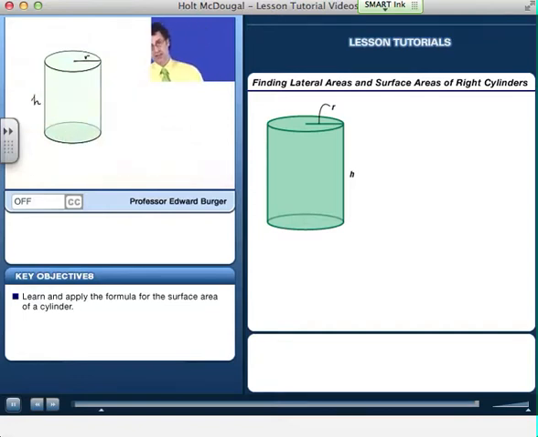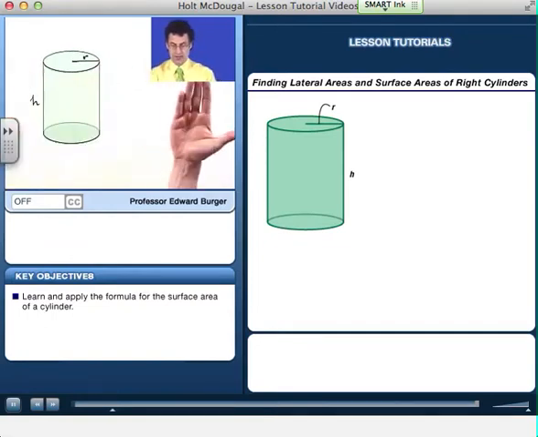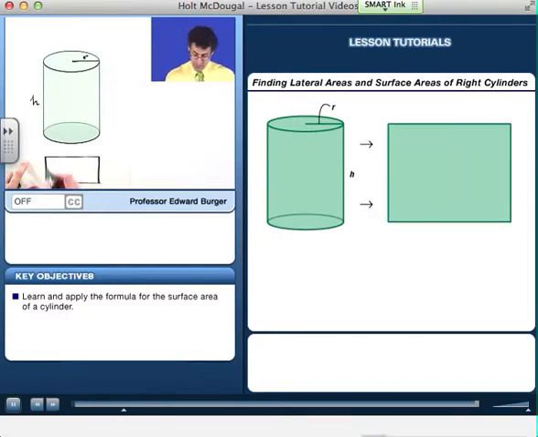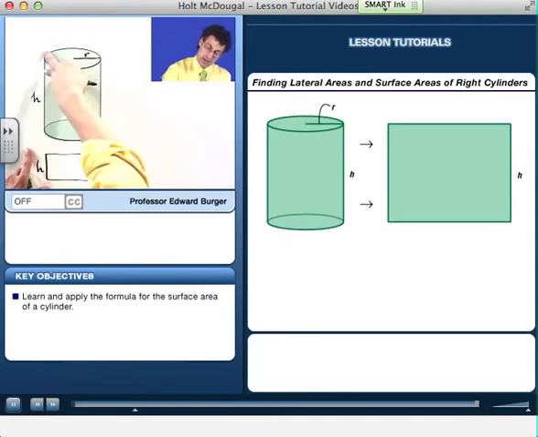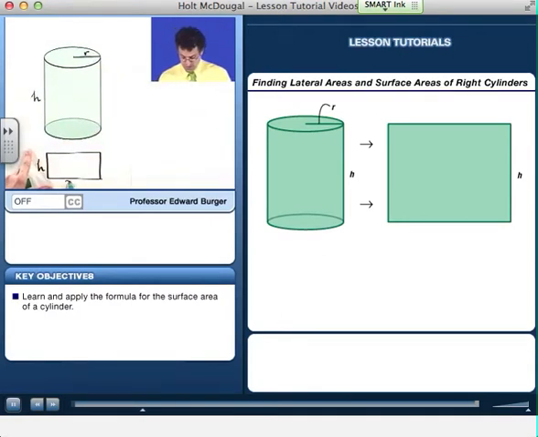Well, actually, it's really neat. If you think about it, if you just cut open the sides and unfold it, we'd actually just have a rectangle. So we'd have a rectangle here where the height would still be h. And what's this base going to be? Well, the base would be the length around, which is actually going to be the circumference of the circle, which we know is 2 pi r. So in fact, the lateral area is going to be 2 pi r h.